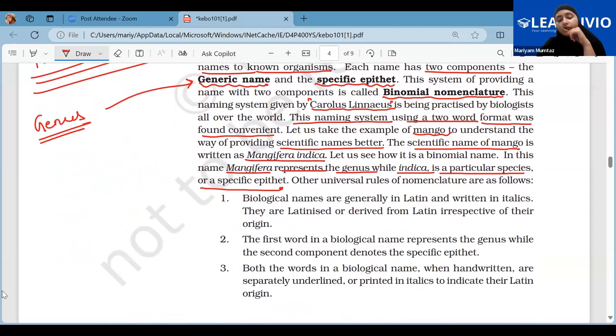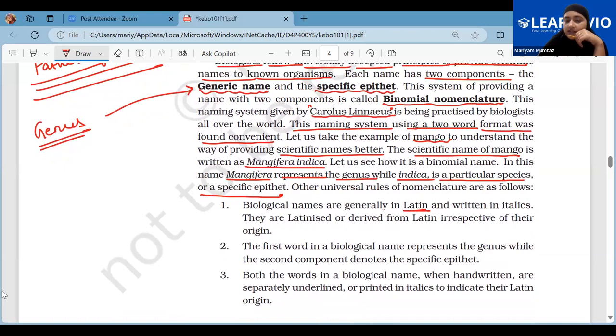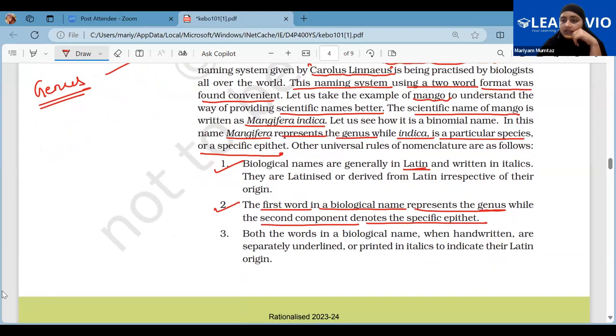Now, these are the rules that are followed everywhere all over the world. Firstly, all the biological or scientific names are often derived from the Latin language. They are Latinized. Mangifera, no one has ever heard about Mangifera in English, right? We know mango, but Mangifera is no word in English. This word is derived from Latin, it is Latinized. So this is the first rule. The second rule says that the first word in a biological name represents the genus, while the second component denotes the specific epithet. There is no exception. It is the said rule.